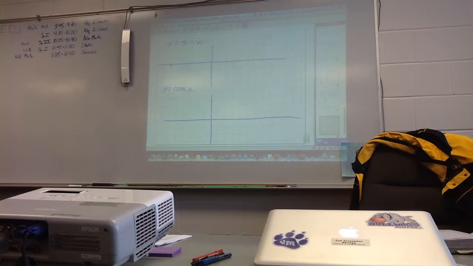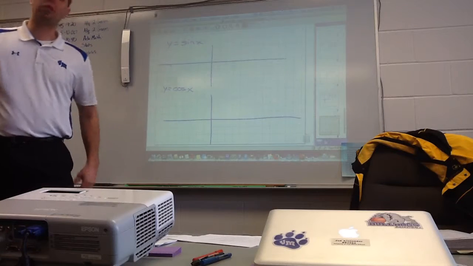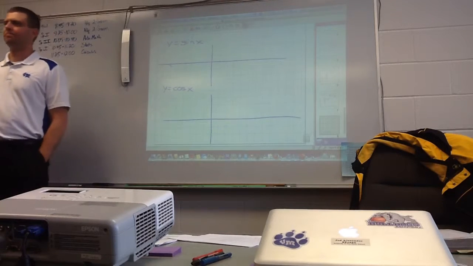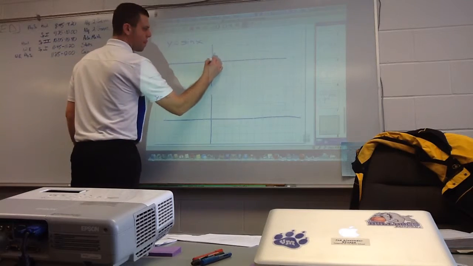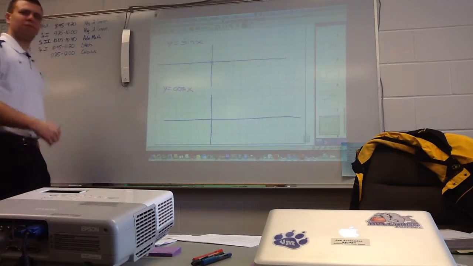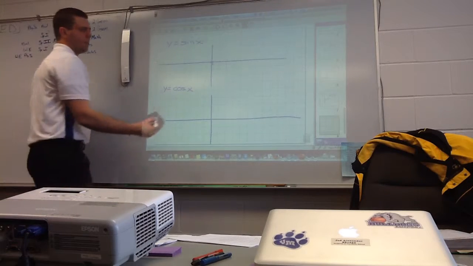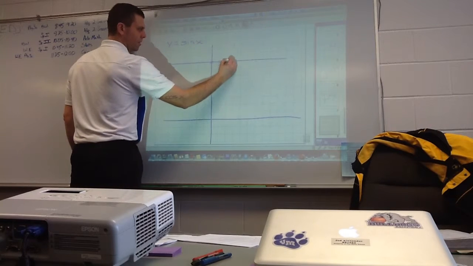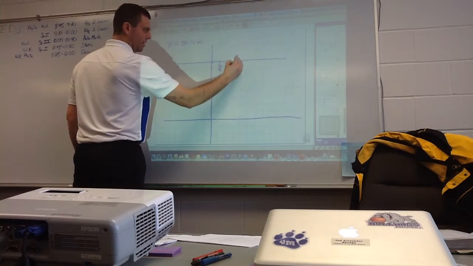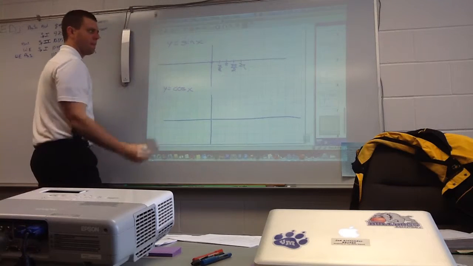Sine curve, cosine curve. Hopefully we have these down. Where does the sine curve start? 0. The origin. When does it get up to 1? At pi over 2. Pi over 2. Pi. 3 pi over 2. 2 pi.